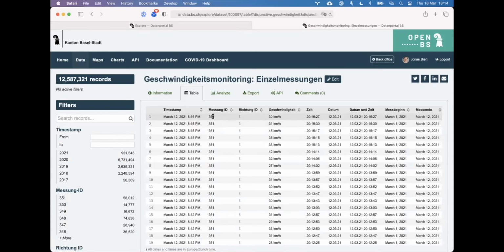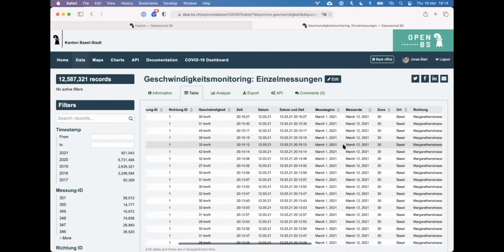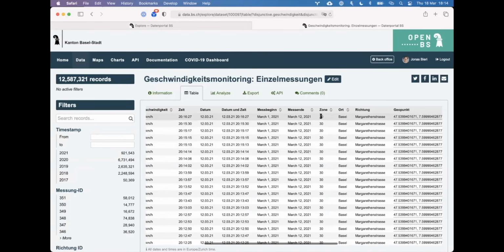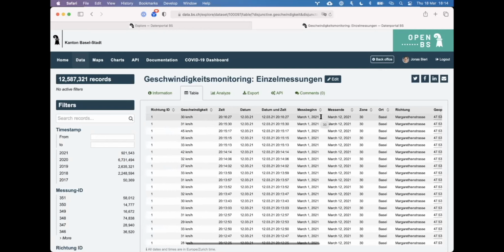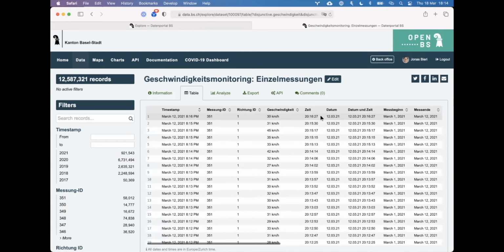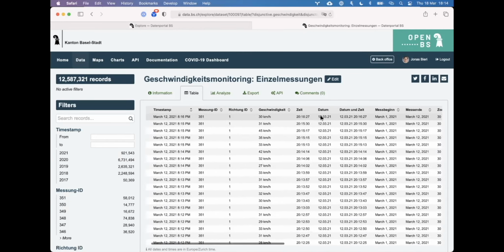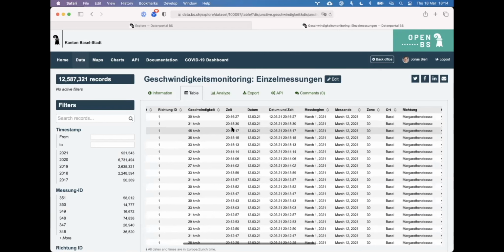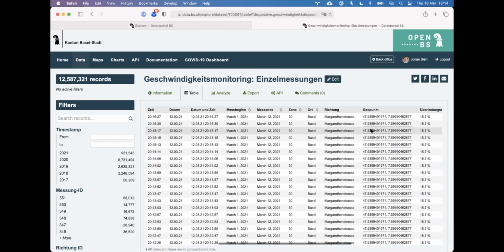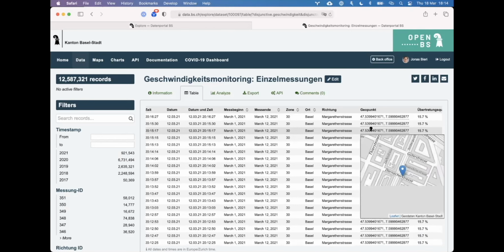Then we have an ID for each Messung and a direction for each measurement. And then, that's the important thing here, the speed of the measured vehicle and when this was measured. Then very important, what's the zone? So what's the maximum allowed speed in this measured zone. For example, the third one, it was measured at 45, but in a 30 zone. So in this case, this is just for statistics.